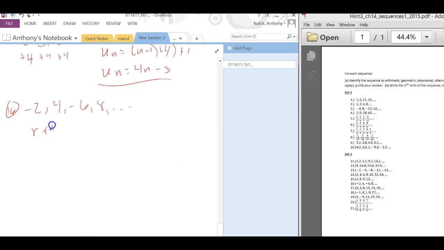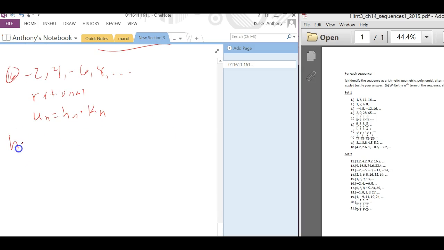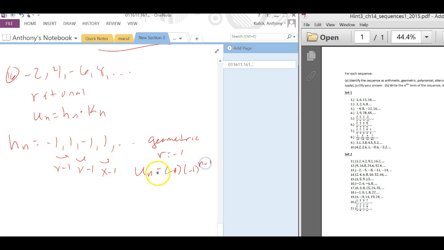Aha! Here's one that's a little bit more challenging, but hopefully you notice this right away as rational. And again, for rationals, we're going to think about it as the product of 2 sequences. One sequence is just the signs. And in the signs sequence, this is just a geometric. The R value is -1. So we have h sub 1 equals -1 times -1 to the n minus 1. Oops, I forgot my equal sign here. And just like before, adding the exponents, I have -1 to the n.